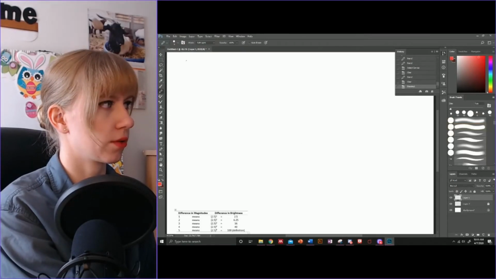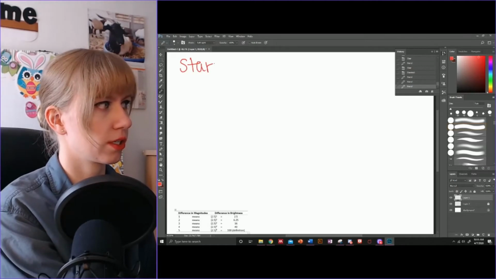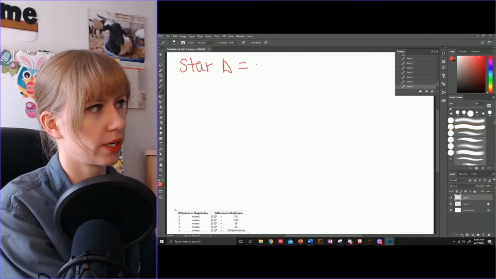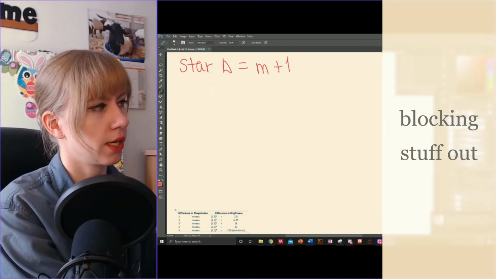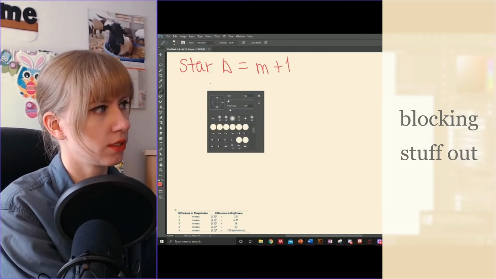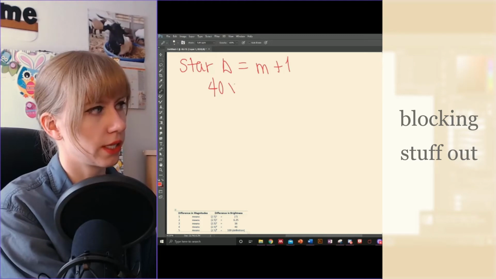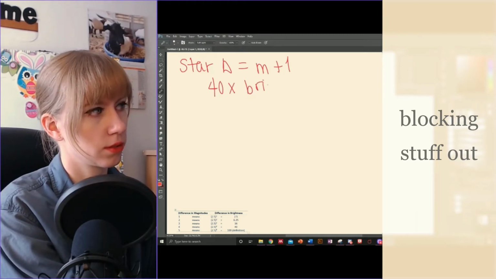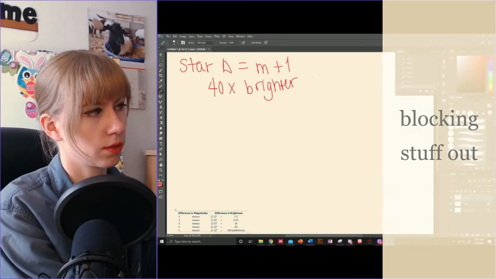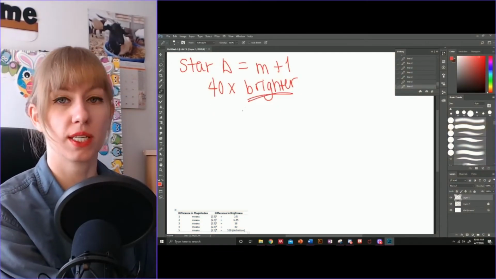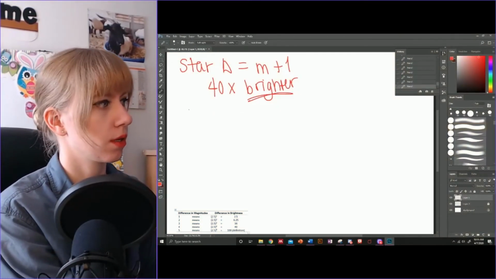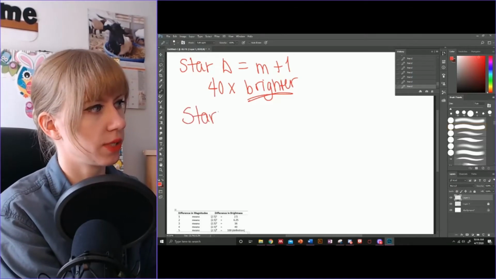Alright, let's try another one. In this case, we have star A has an apparent magnitude of +1, and it is 40 times brighter than B. So in this case, again, we are going to be adding the number because B needs to have a bigger number this time. And we're trying to find star B's apparent magnitude.